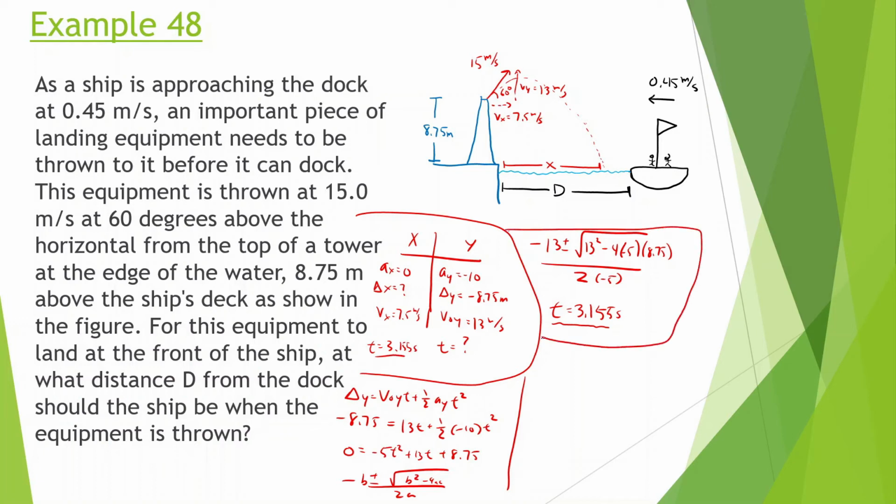All right, now we should find out, okay, what is this displacement of x? We have 4 pieces of information. Displacement of x equals vxt plus 1/2 at squared. We know acceleration in the x direction is 0, so this whole thing becomes 0. Displacement of x equals 7.5 times 3.155, and this is going to equal 23.66 meters.